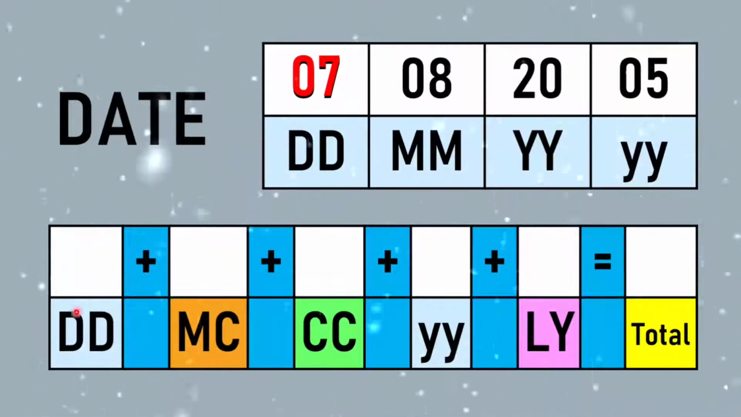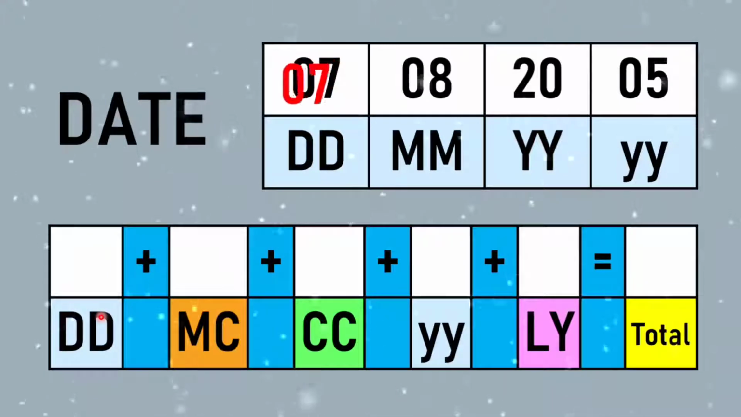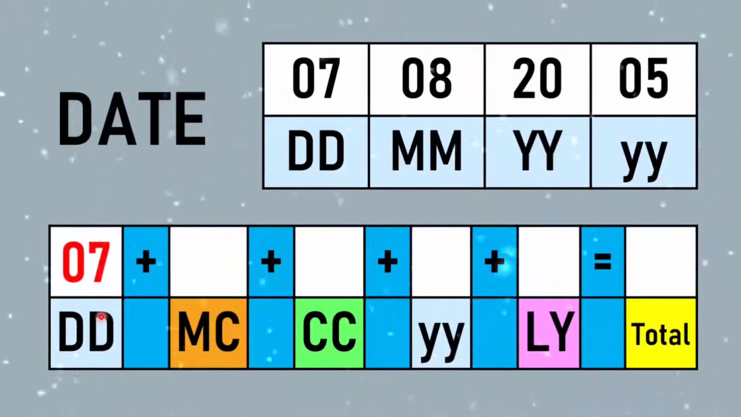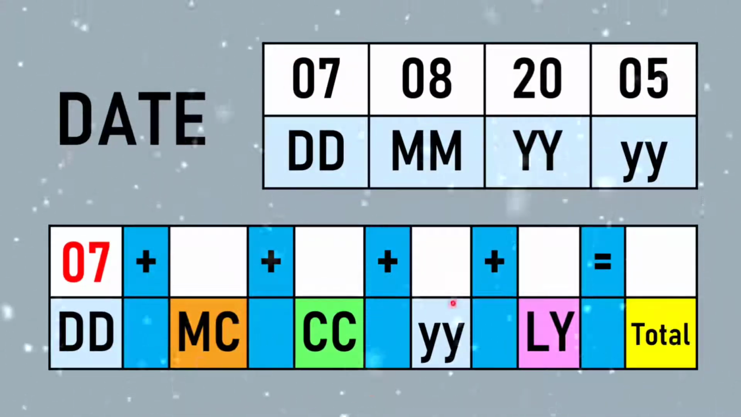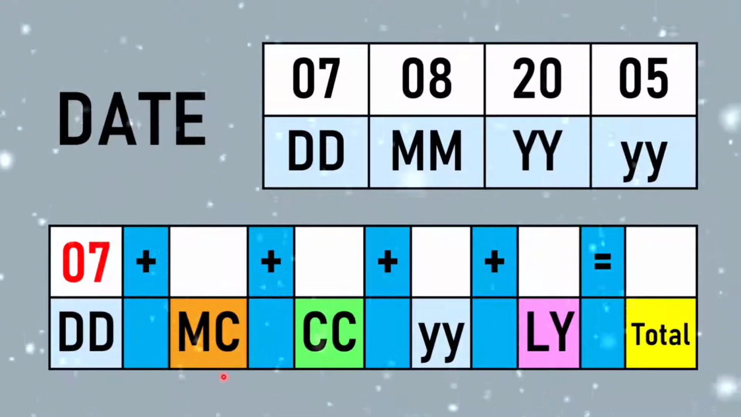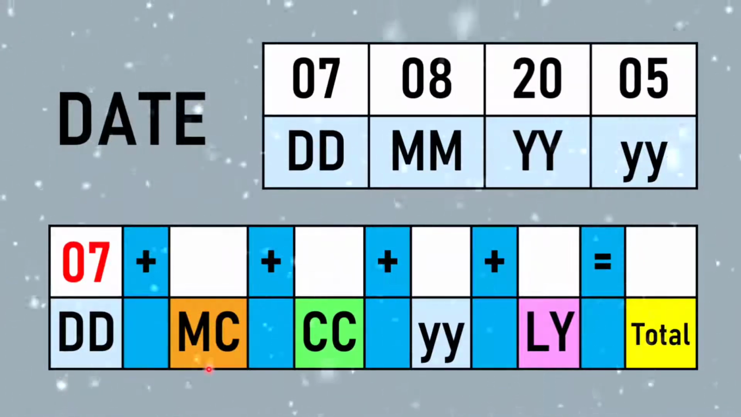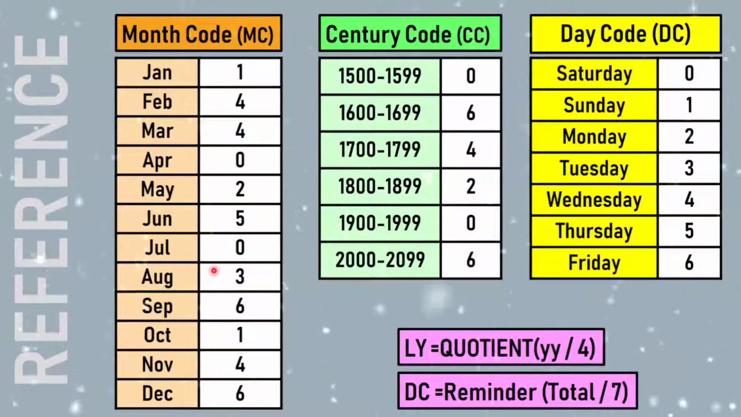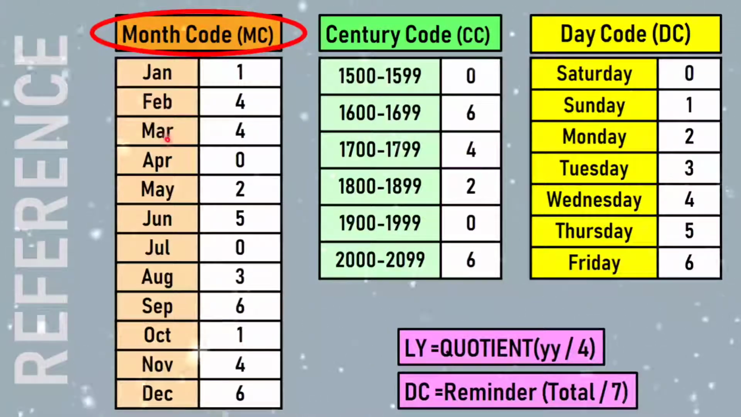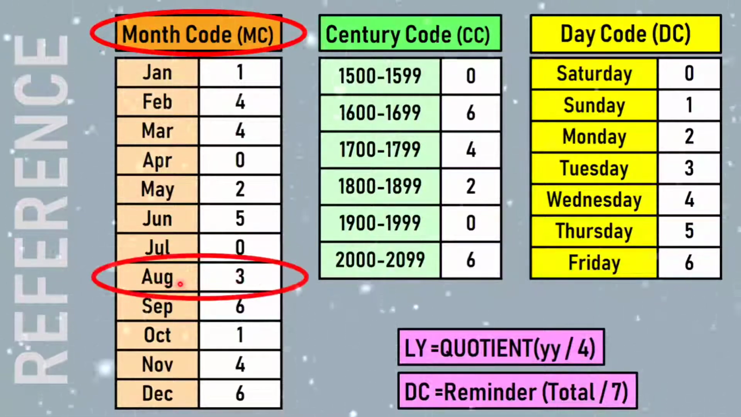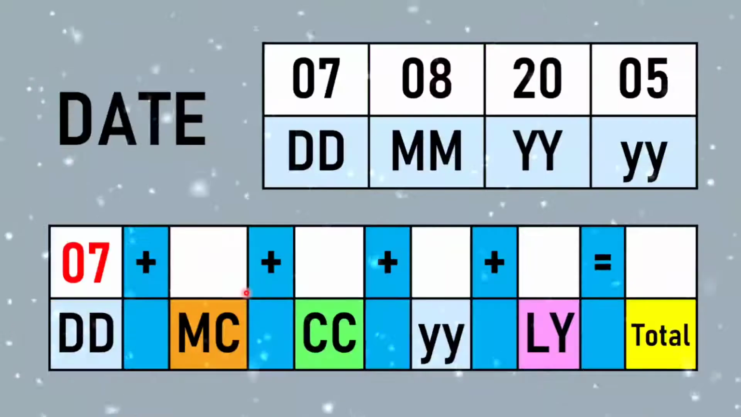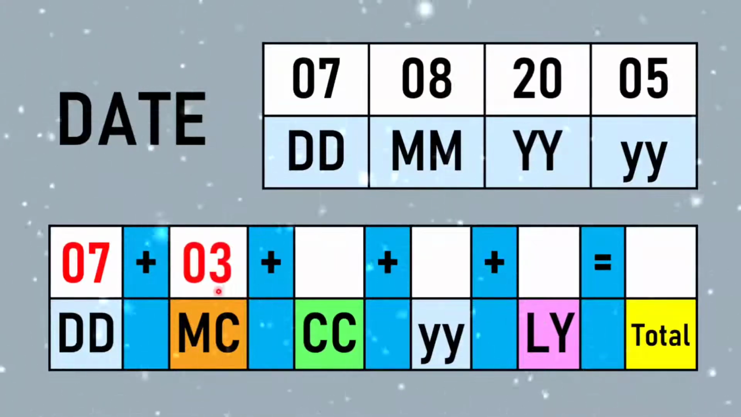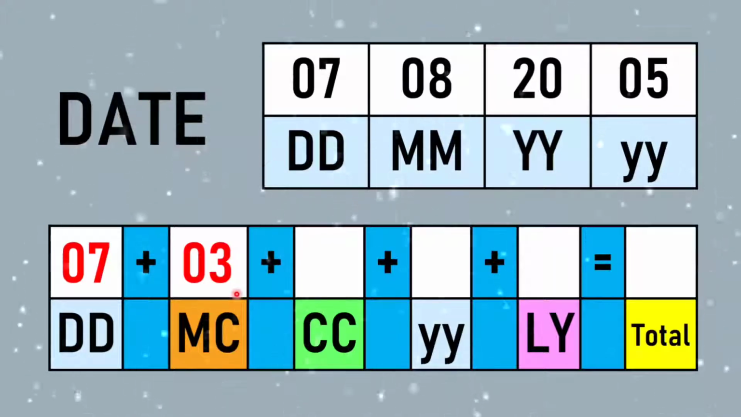So the first field is DD, which is the date. So I carry the 7, put it here. The second field is the month, which is actually the 8th month, but I need to look for a month code, as I call it, which I need to fill here. So this is the reference sheet we will be using. And if you see for August, which is the 8th month, the month code referred is actually number 3. So we substitute the number 3 for MC, which is the month code.